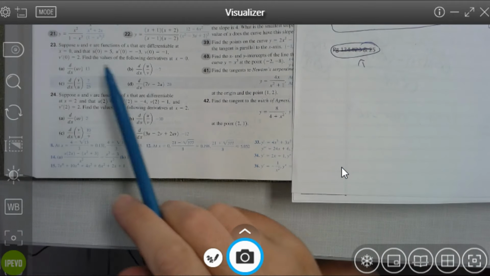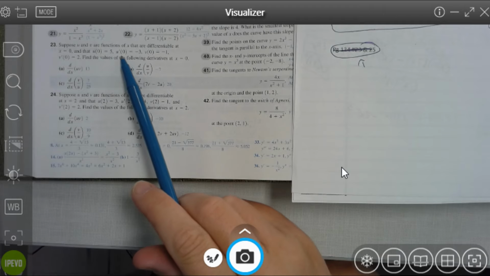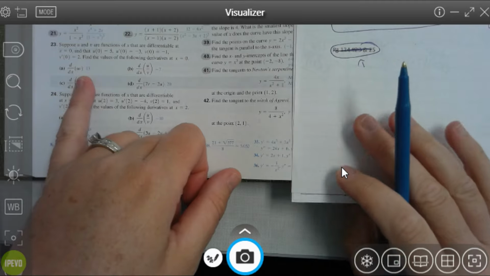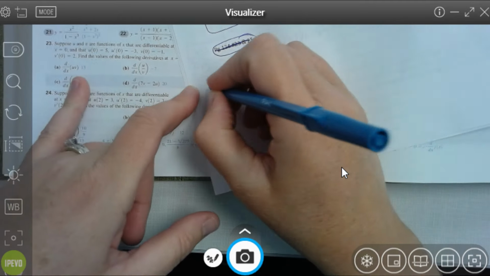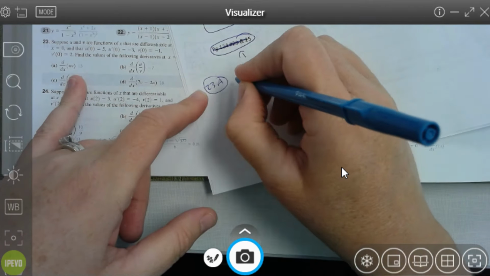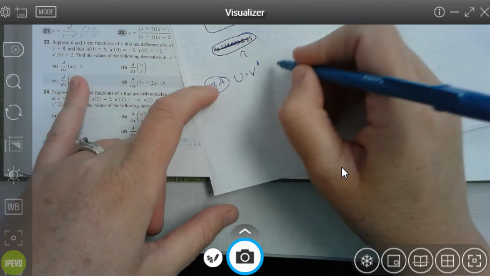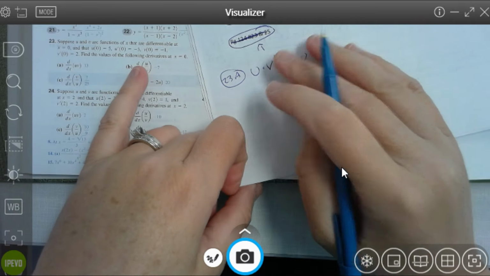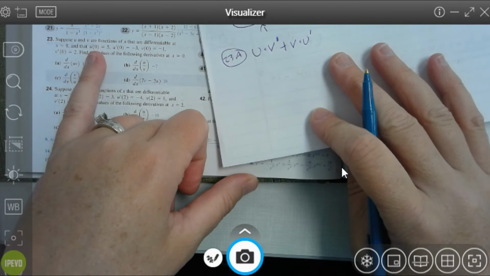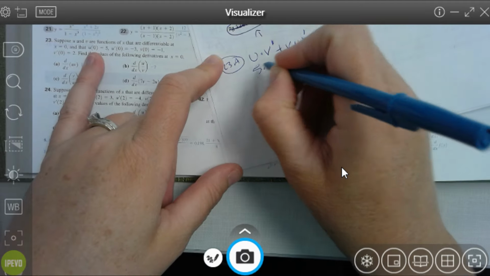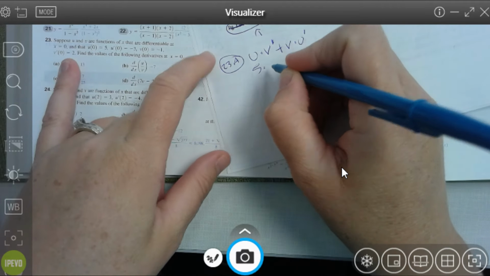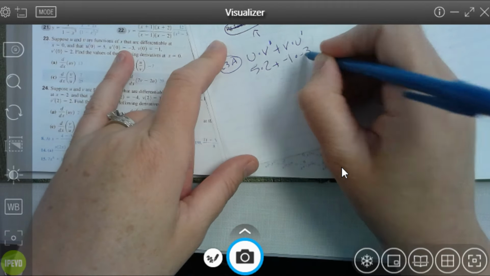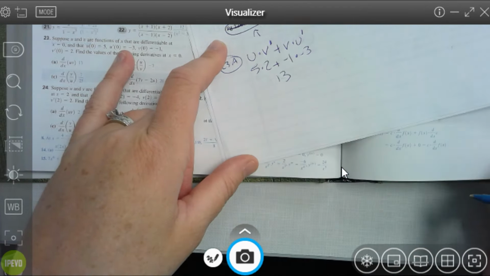So up here they give you values for what u of 0 is, and then the derivative of u at 0. So for part a, what they're asking you to do is to take the product rule of two terms. That would look like u times the derivative of v plus v times the derivative of u, and we want all these at 0. So you're just going to plug in: u of 0 is 5 times the derivative of v, which is 2. And then v is negative 1, and the derivative there is negative 3. So the answer should be 13.